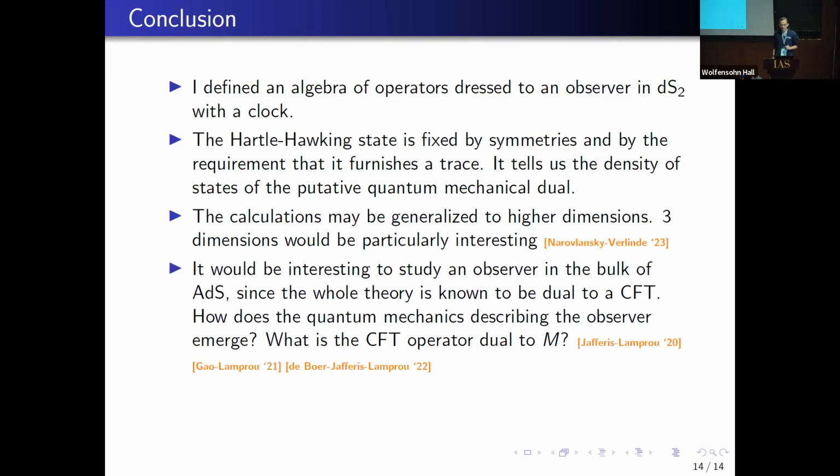It would also be interesting to study an observer in the bulk of AdS, since the whole theory is known to be dual to a CFT. So in this case, we can talk about the quantum mechanics that describes the observer and how it emerges from the underlying CFT description, whereas in de Sitter, we didn't have this underlying description. So you might ask, what is the CFT operator that's dual to the Hamiltonian of the observer? And this was considered in papers by Jafferis and collaborators.